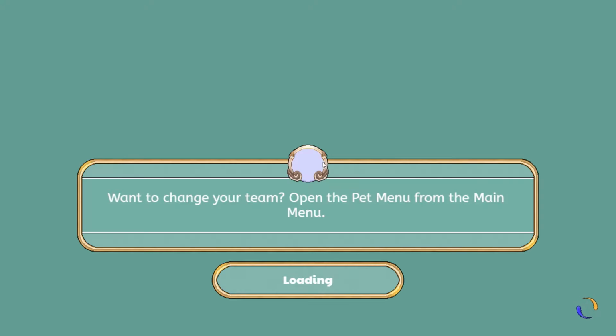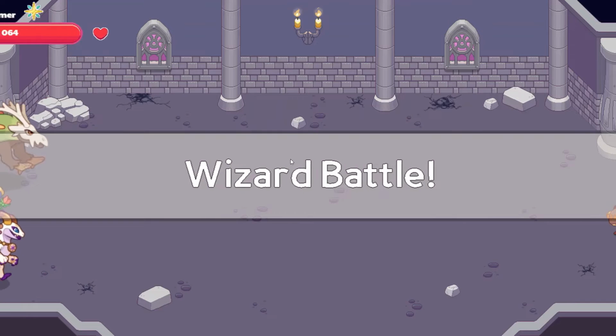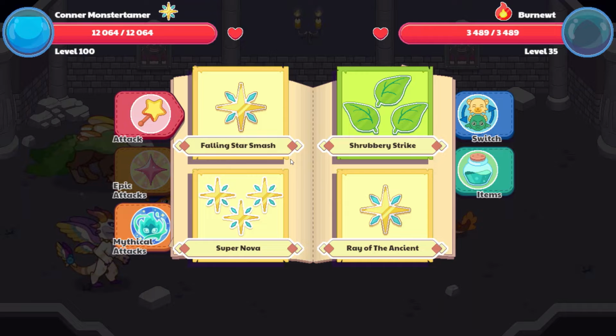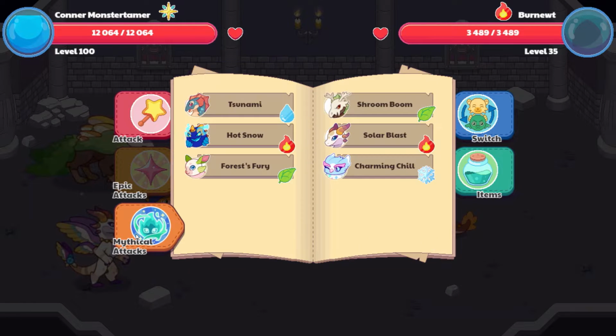So let's see who we are battling here. And it is going to be a Bernutz. All right, so we are at level 35. They're 3489. So we might need to go ahead and... Can I do mythical attacks? Let's see what Tsunami does.